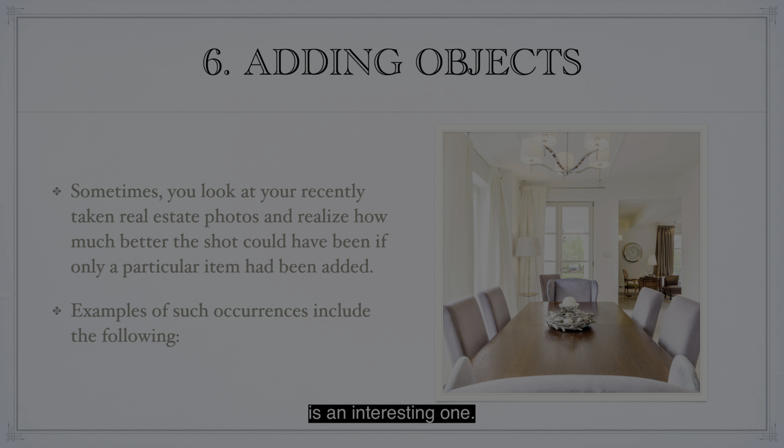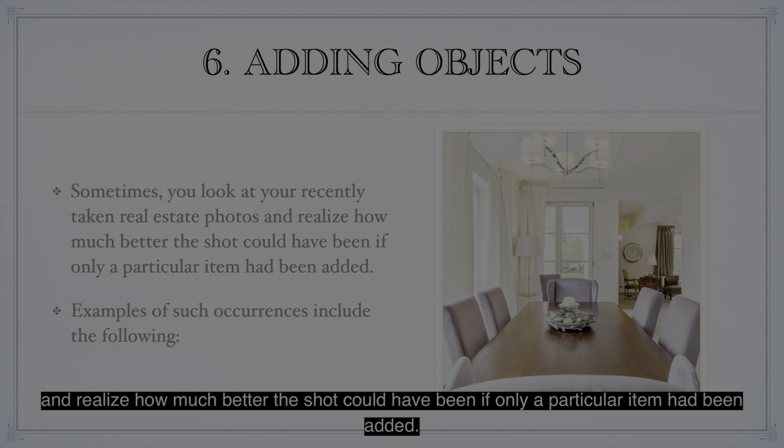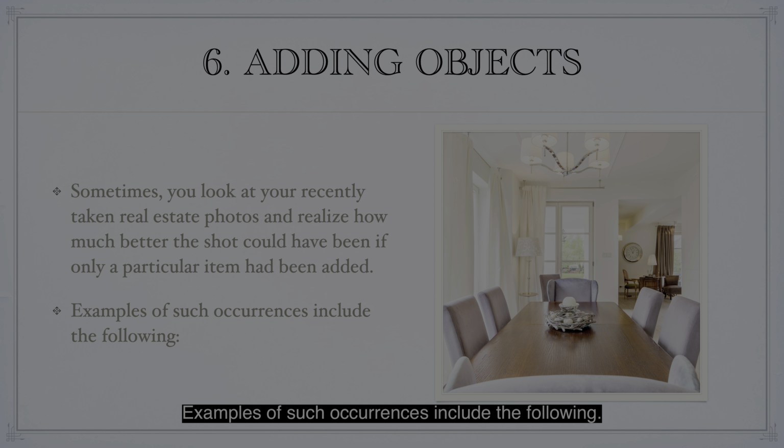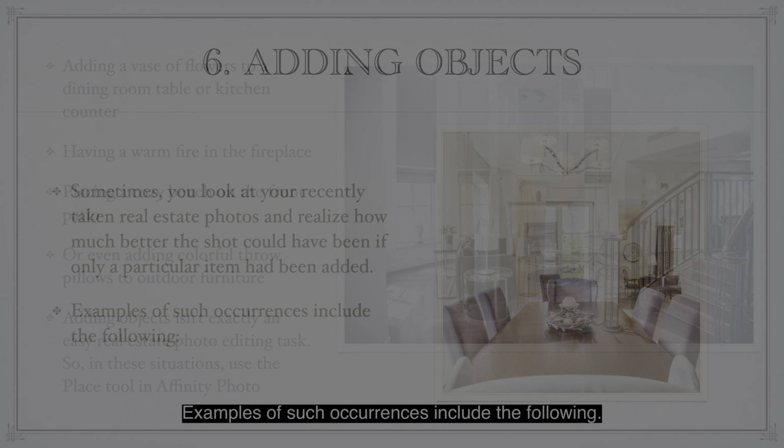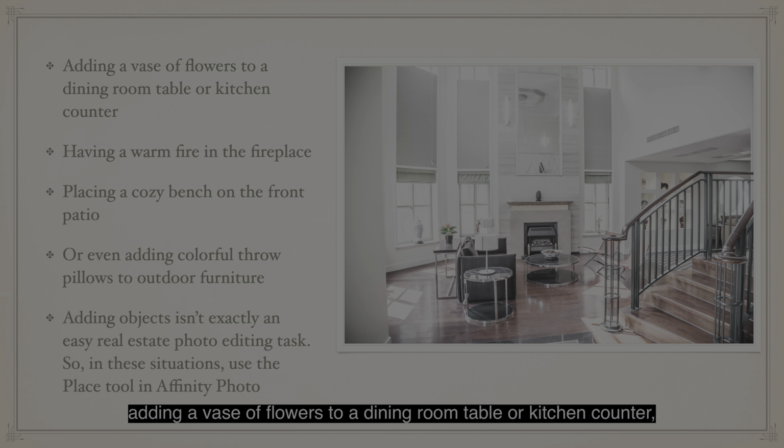Now adding objects is an interesting one. Sometimes you look at recently taken real estate photos and realise how much better the shot could have been if only a particular item had been added. Examples of such occurrences include the following. Adding a vase of flowers to a dining room table or kitchen counter. Having a warm fire in the fireplace, and you'll notice this one in this shot has no such fire in the fireplace. Placing a cosy bench on the front patio, or even adding colourful throw pillows to outdoor furniture.